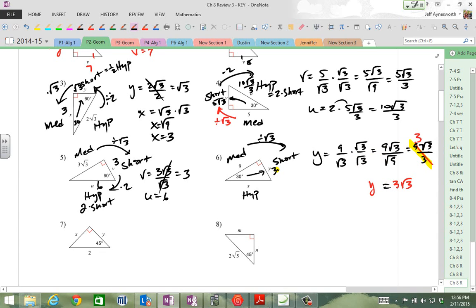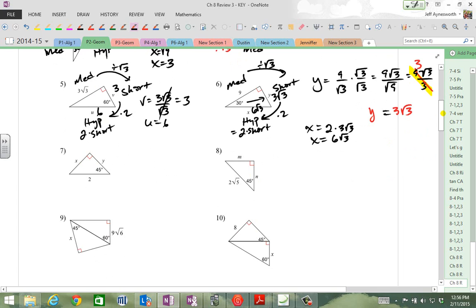So this right here, the short side, is 3 root 3, and to get to the hypotenuse, you double it. It's equal to 2 times the short. It's twice as long, all right? So x, the hypotenuse here, is equal to 2 times my short side, 3 root 3, which gives me 6 root 3. So right here is 6 root 3.